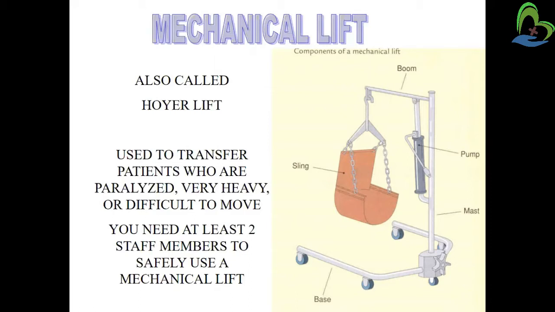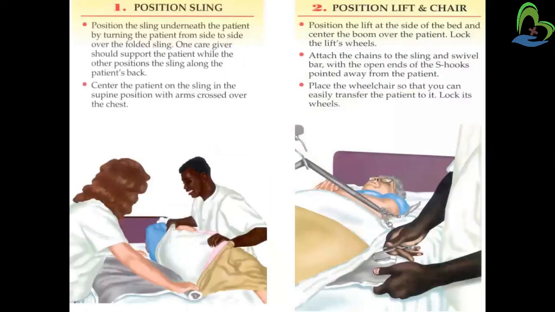In the next slide, it is divided into parts: how we can lock the patient's body, how we can apply it, and how we can move the patient. First of all, the sling position. How is the patient put in position on the sling of the mechanical lift? First, position the sling underneath the patient by turning the patient from side to side over the folded sling. The assistant applies the sling sheet under the patient.